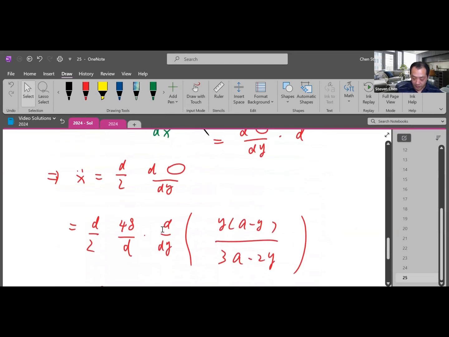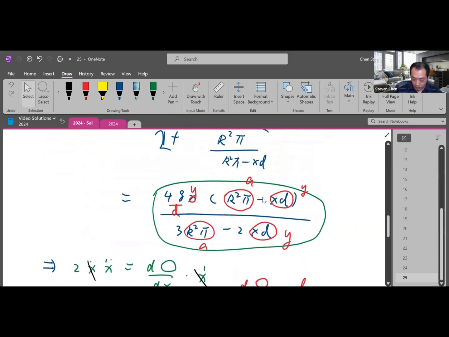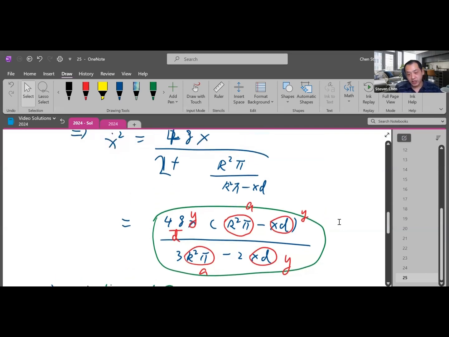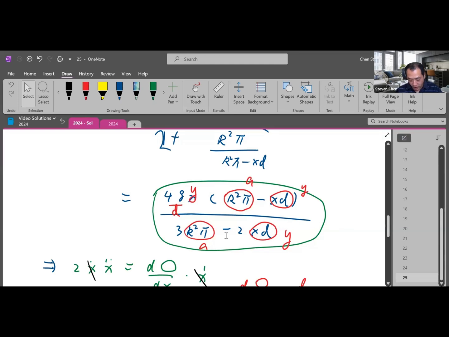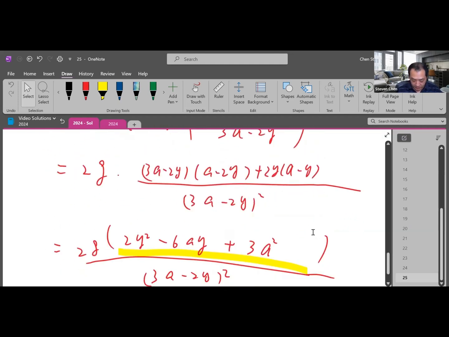So recall that we set y to be equal to x times d. So when the string starts to be released, y starts to take the value from 0. And what is the terminating condition? That is, the string is fully unfolded, which means that x times d should be equal to r squared times pi. So basically, we need to vary y from 0 up to a. Okay.